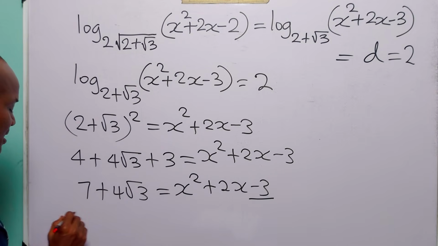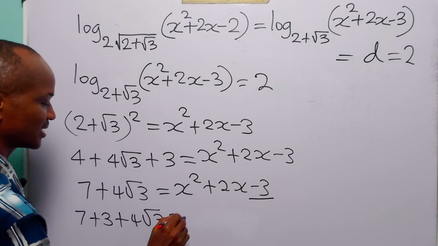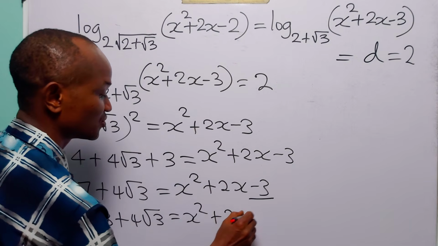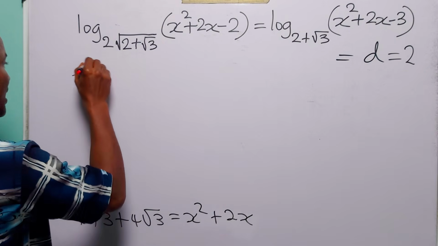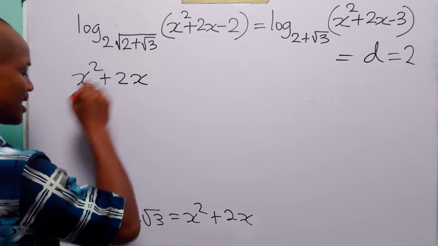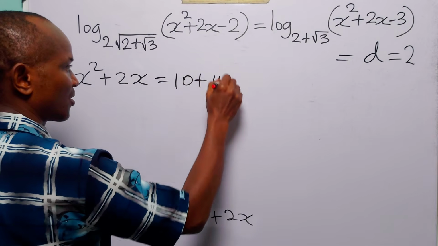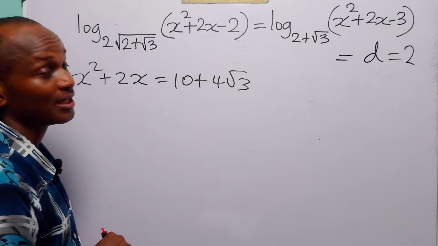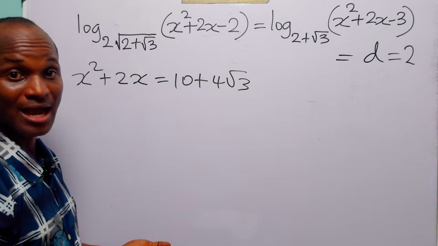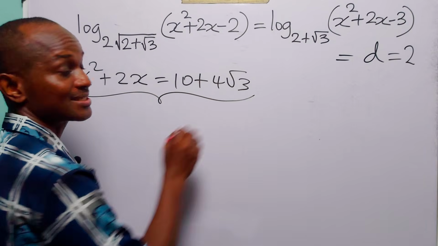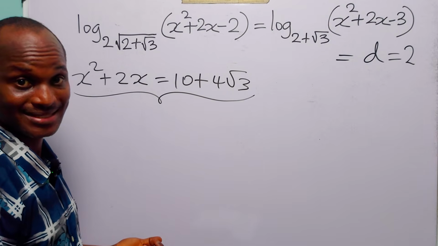When we do that, we have that 7 plus 3 plus 4 root 3 is equal to x squared plus 2x. And of course, from here, we have that x squared plus 2x is equal to 10 plus 4 root 3. So to find all the values of x that satisfy the given logarithmic equation, all we have to do is to solve this quadratic equation. And we can solve this quadratic equation using the completing the square method.